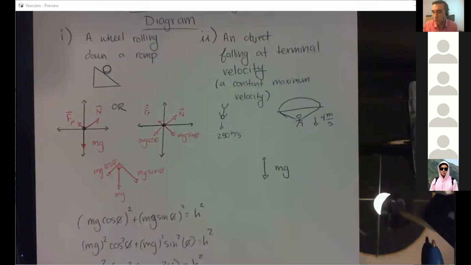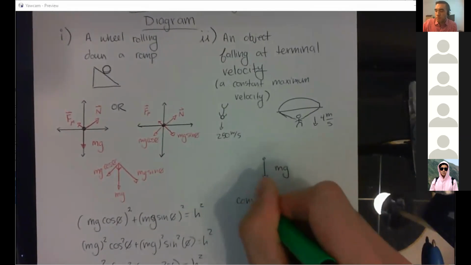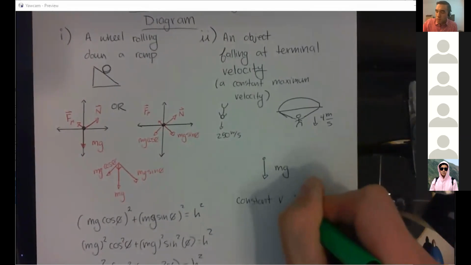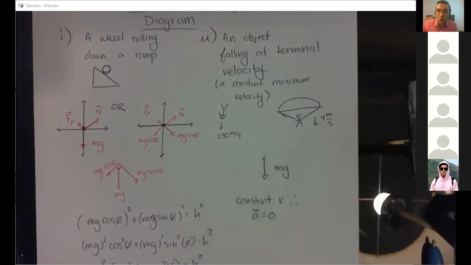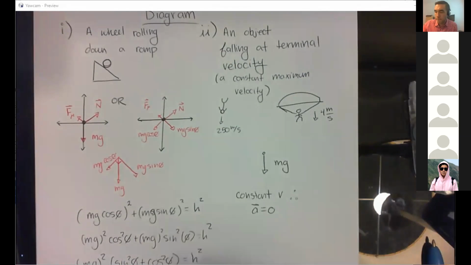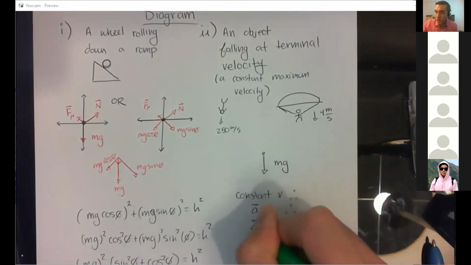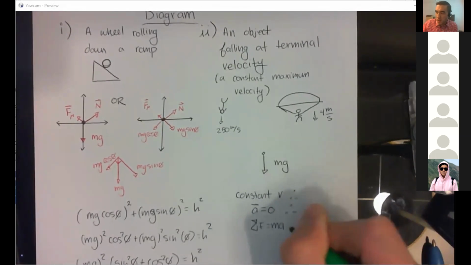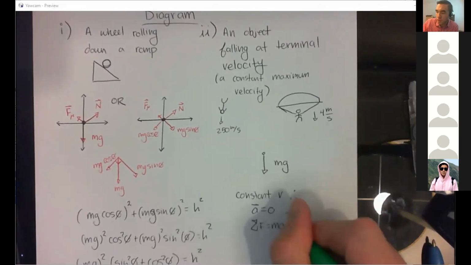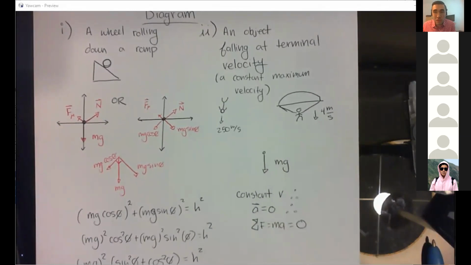Isn't it less than mg because you're still falling down? Nope. Oh. Terminal velocity is a constant maximum velocity. If velocity is constant, what does that tell us about acceleration? 0. So constant v means acceleration is 0, and according to Newton's second law, what does that tell us about the sum of the forces? 0. Therefore, if the sum of the forces is equal to ma, and mass times 0 tells us the sum of the forces is 0, therefore the sum of the forces has to also be 0.